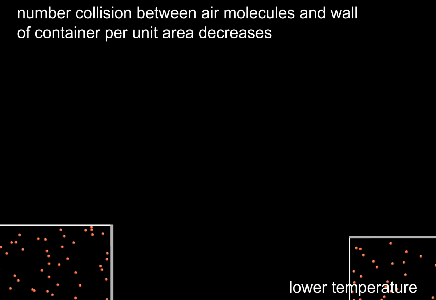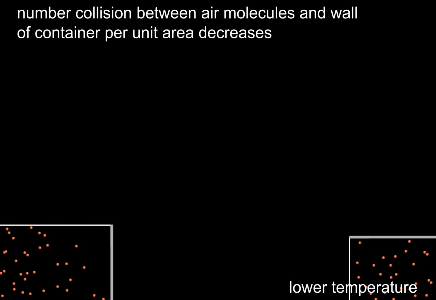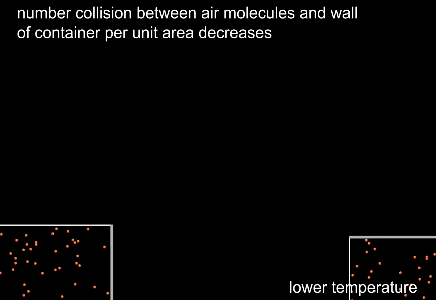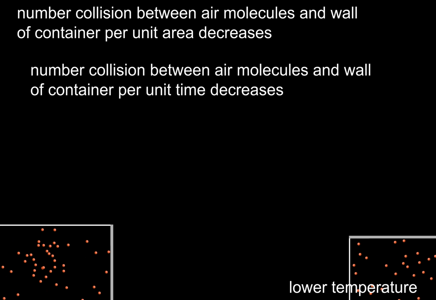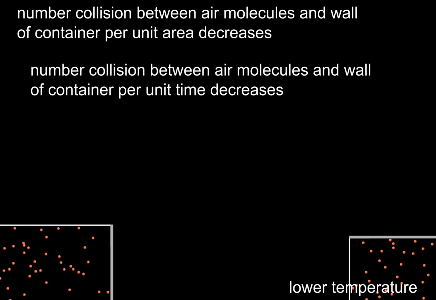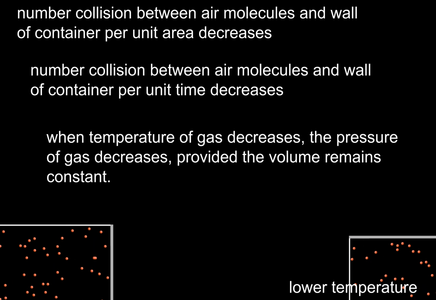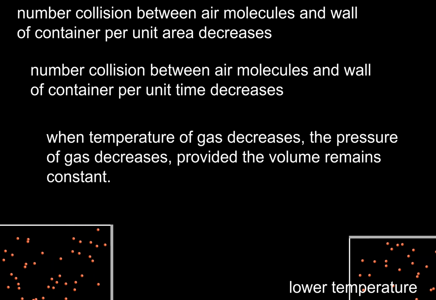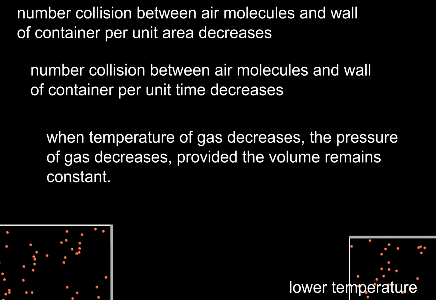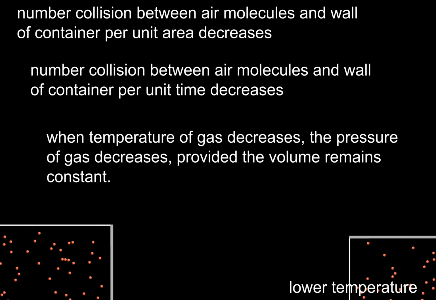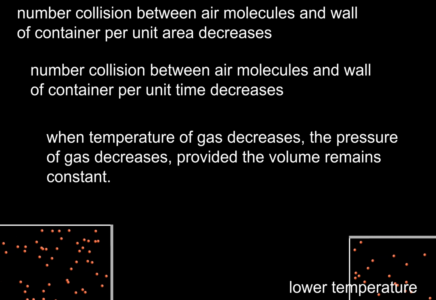Now I'm going to isolate a small section of this wall, and notice that when I isolate a small section of this wall, you will see that the number of collisions between the molecules and the wall per unit area also decreases, and the number of collisions between the molecules and the wall per unit time also decreases, and therefore the pressure of the gas decreases. Hence, from here we can say that as the temperature decreases, the pressure of the gas decreases, provided the volume remains constant.